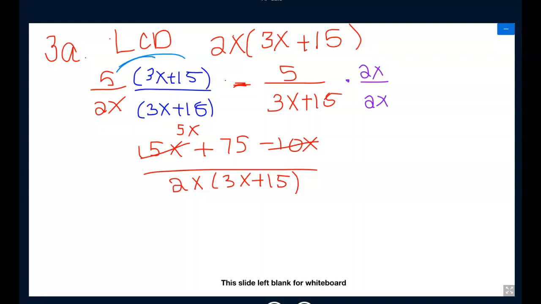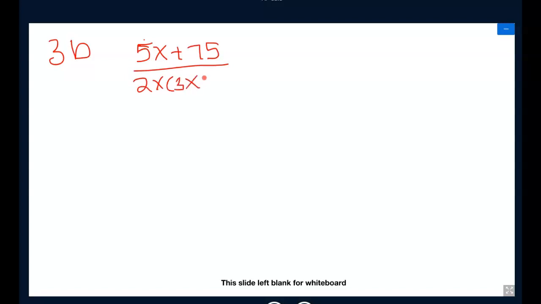For part B, I'm going to take the answer I got in A, so that 5x plus 75 over 2x times 3x plus 15. And what we're going to do is set it equal to the other piece that was already there. So in this case, it's now equal to the 5 over x.